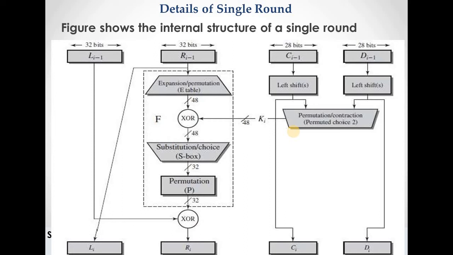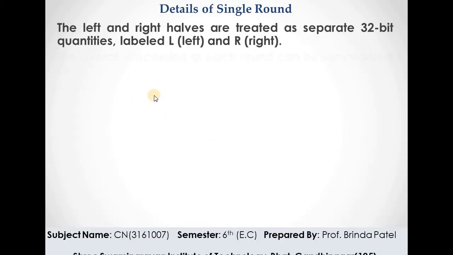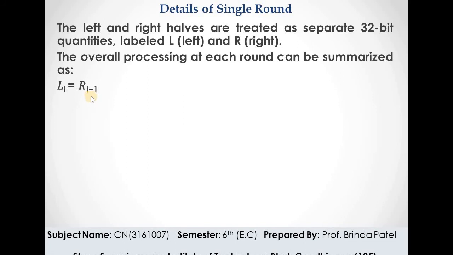So this figure shows the internal structure of a single round. These are the two 32 bits, right? These 32 bits, these 32 bits, these 28 bits and these 28 bits, right. So here it is summarized as: Li is equal to Ri minus 1, Ri is equal to Li minus 1 XOR F of Ri minus 1 and Ki, right.